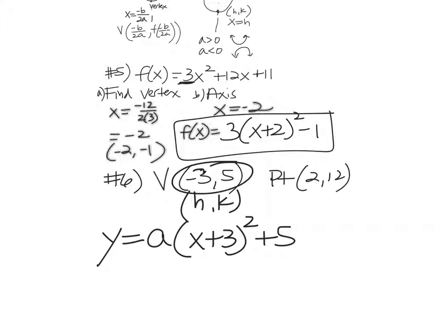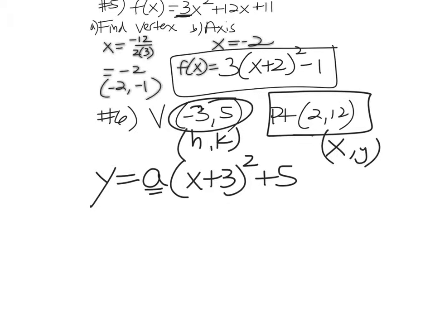All right. So now I need to find out what a is to get this to be exactly correct. I know the vertex, I plugged it in. This over here is a point on my graph. This is an xy coordinate. So I'm going to take 2 and plug it in for x, and 12 and plug it in for y, and solve for a. Okay? Let's do it. So 12 equals a times (2 plus 3) squared plus 5.